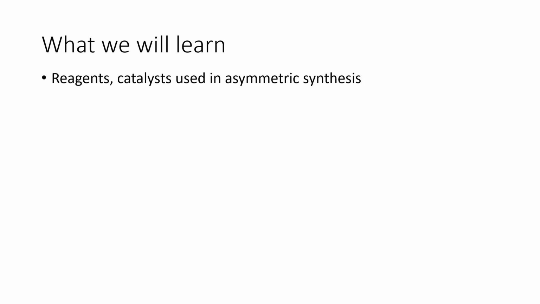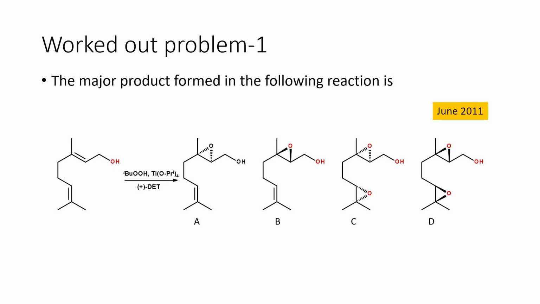So what we will learn in this particular module or this session is we will be looking at various reagents and catalysts that are used in asymmetric synthesis. So let us look at the first problem. This problem was asked in June 2011. The major product formed in the following reactions.